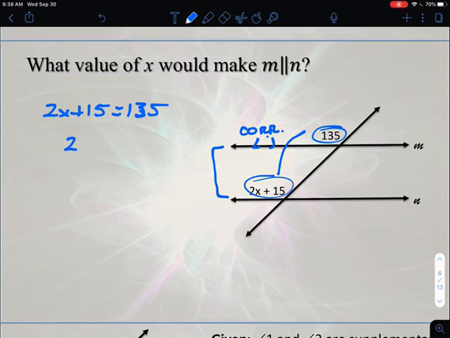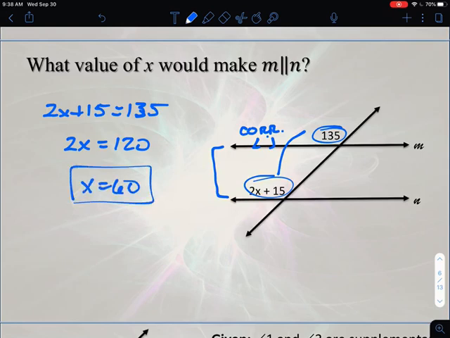And then I can set up or solve my equation from here. I subtract 15 from both sides. 2x is equal to 120. And so x would have to equal 60 if those are parallel.